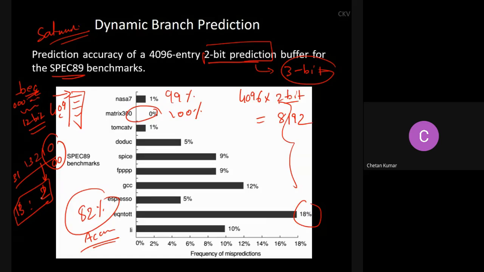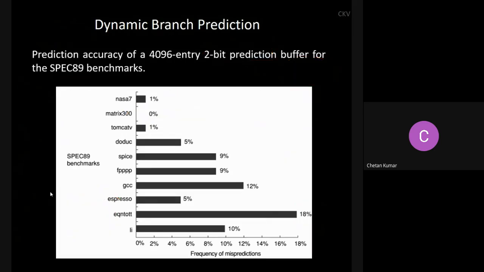It has nothing to do with the millions of branch instructions. It has to do with the address. So however many instructions there are, that branch instruction will have some instruction address, right?